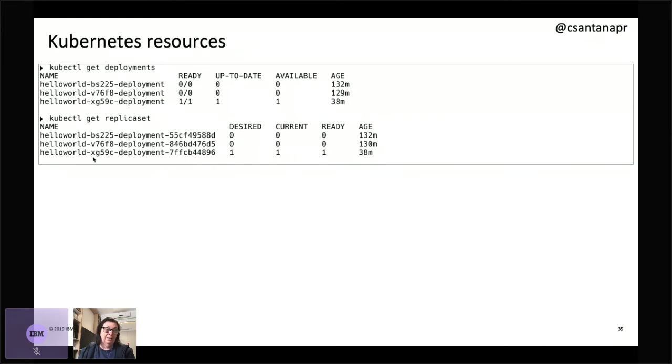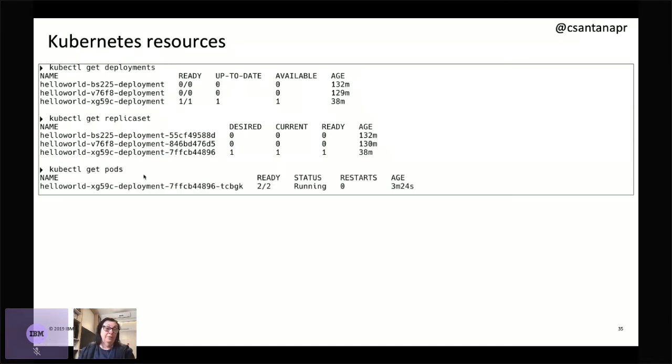If we are looking at the replica set, again, we see that the latest revision, the one with XG59C, is the one that is working, and the previous ones, again, are not taking any resources. And if we want to see the pods that are running, again, we can see that the revision with the XG59C is running. Only those pods are currently running. It's actually one pod with one container, and there are no pods from the previous revisions.